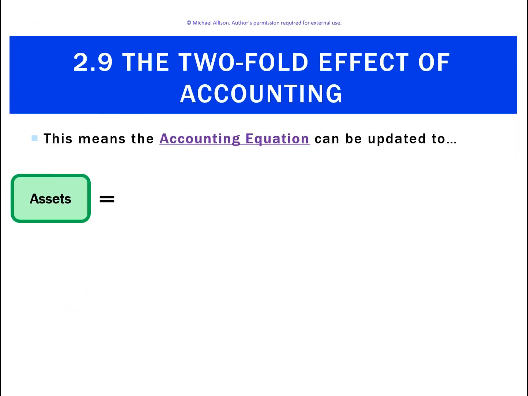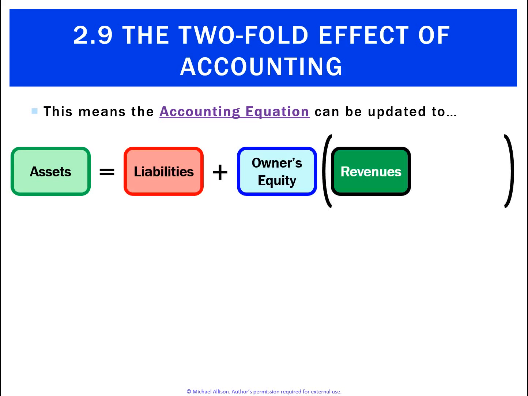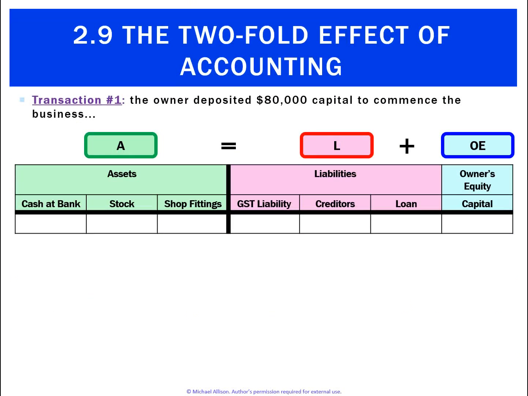decrease owner's equity. So this means the accounting equation, which we know as assets equals liabilities plus owner's equity, we can tack on a little bit at the end, which is revenues less expenses. By that we mean that any revenue will make owner's equity go up and any expense will make owner's equity go down. So the best way to demonstrate this is to use what's called a worksheet, and we're going to use the accounting equation in table form to process each of these transactions.